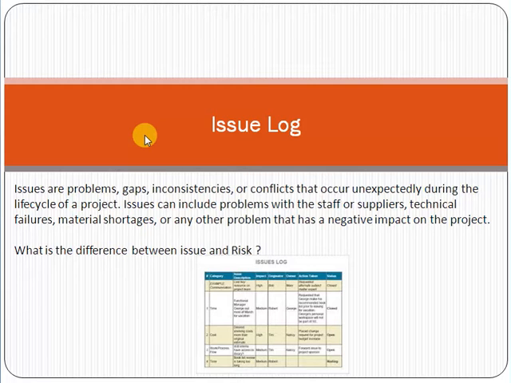So friends, risk is the uncertain condition in a project which has a positive or negative impact on the project. If it negatively impacts the project, it will become an issue. If it positively impacts the project, it will become an opportunity. Let's take a simple example.